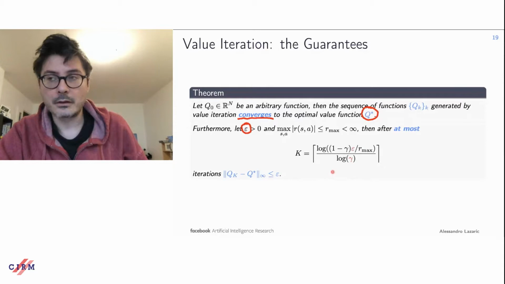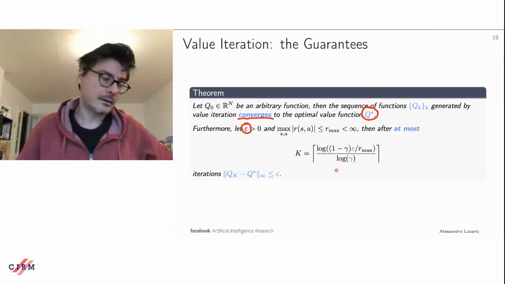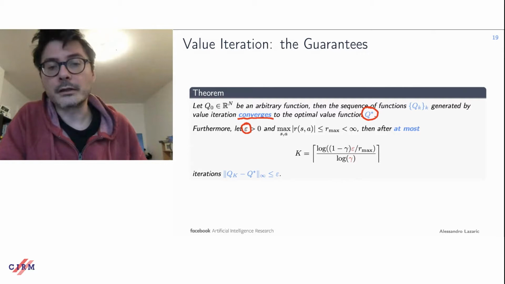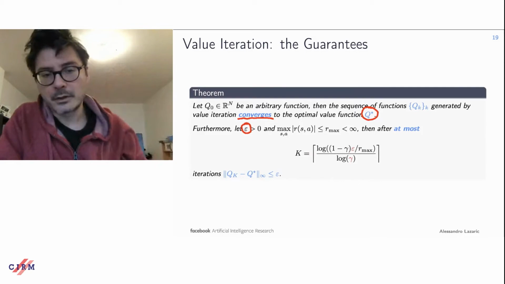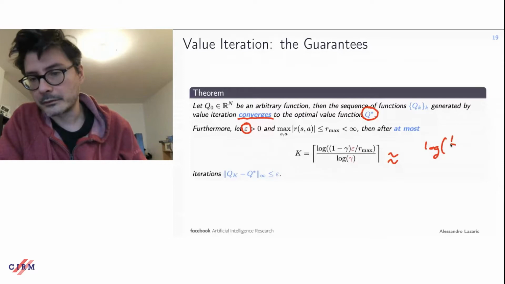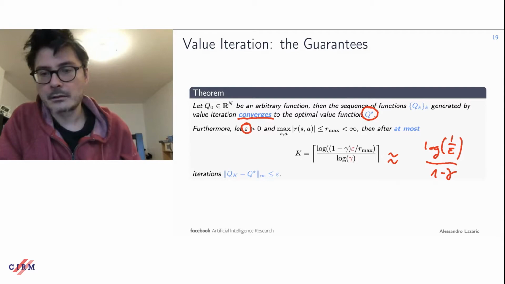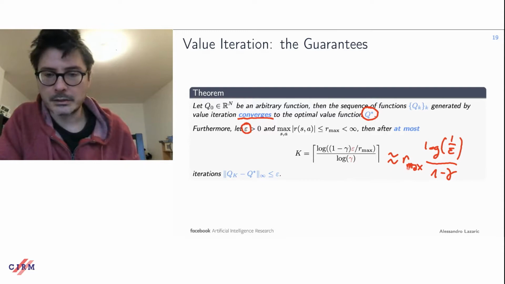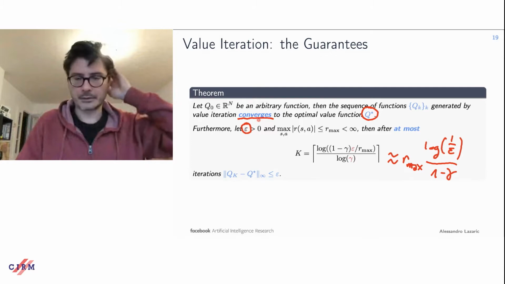Here I don't want to enter too much into the details, but basically, fortunately for us, the convergence is linear in an optimization language. Which means that we need only a logarithmic amount of iterations with respect to the accuracy epsilon. So, roughly, you can rewrite it as log of 1 over epsilon over 1 minus gamma, times R max. R max is just the largest reward that we can observe, because it's just a scaling factor. The larger the reward, the more iterations I need to converge. So it means that the convergence is fast.